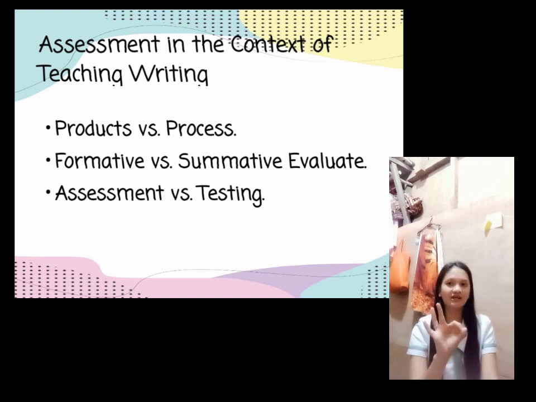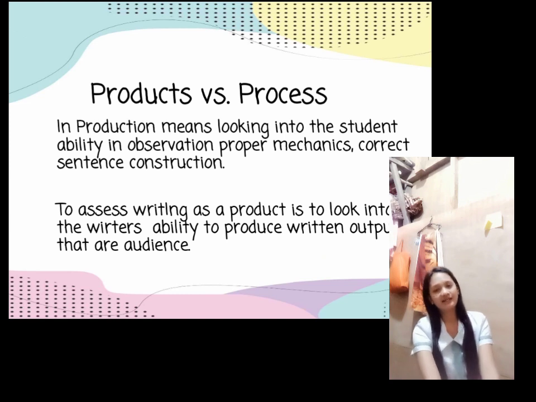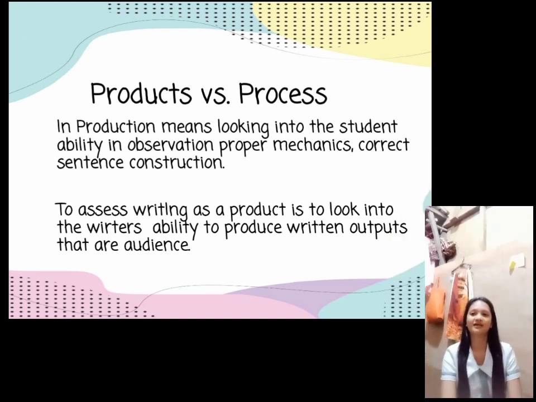There are three characteristics of assessment in teaching writing. As future teachers, we need to review our understanding of writing as a product. Number one is product versus process. It is a valid assessment of writing according to Miller and Calfee. It says to look at both product and process.